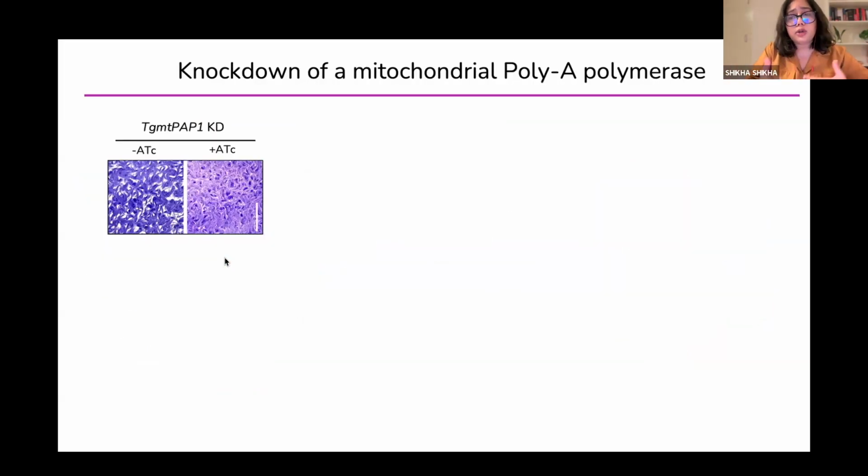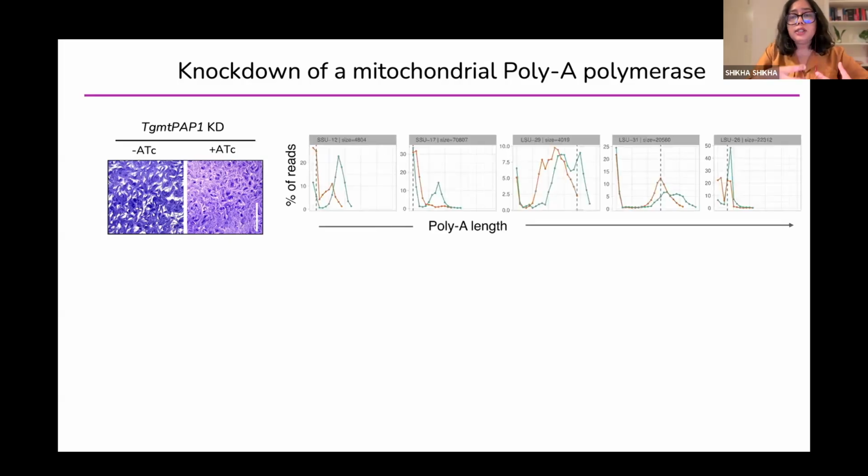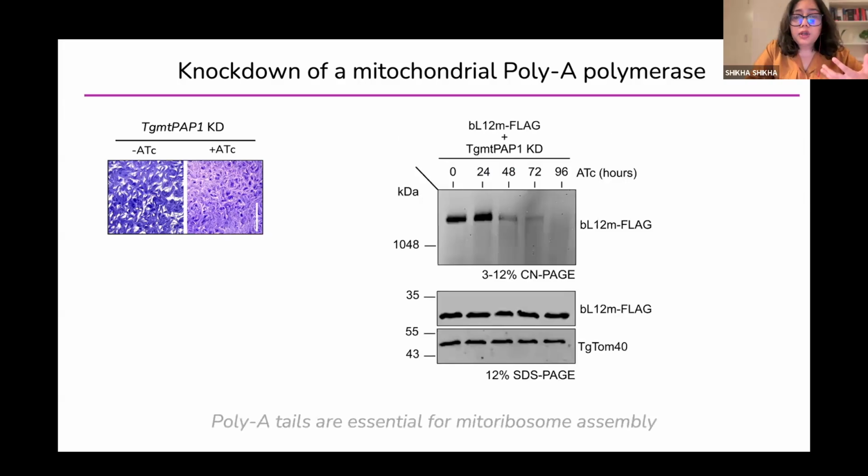And so we knocked down a mitochondrial poly-A polymerase to test our hypothesis. As you can see here, this poly-A polymerase is essential for parasite growth. And when we looked at the poly-A length of RNAs through RNA-seq, we saw that many of the ribosomal RNAs now manifested shorter poly-A tails. And when you look at the mitoribosome assembly itself, we find that the mitoribosome cannot assemble anymore, even though the proteins that are needed to form the mitoribosome are present, telling us that this is a specific assembly or a stability defect for the mitoribosome.